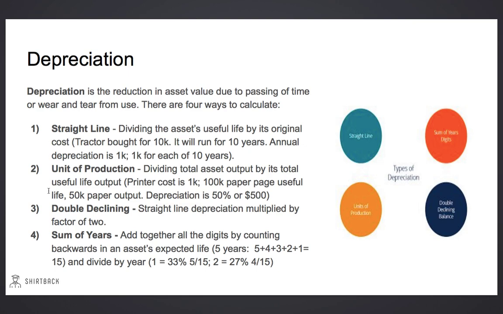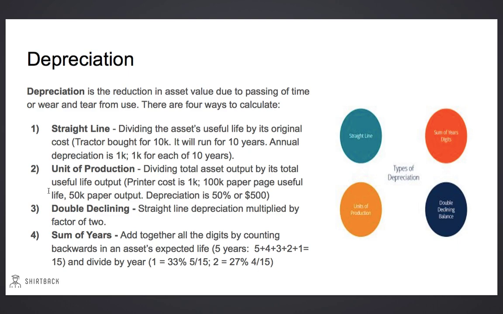Unit of production is when we divide the total asset output by its total useful life output. Let's take an example of a printer. We buy a new printer for our office and it costs $1,000. The printer has a useful life of 100,000 paper prints. We have already used 50,000 paper print pages.